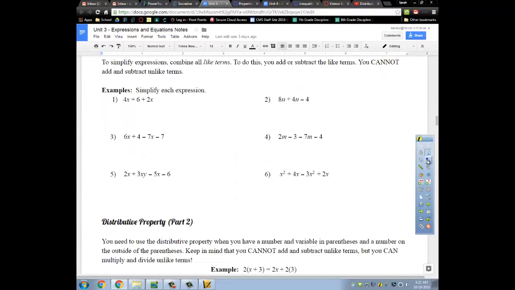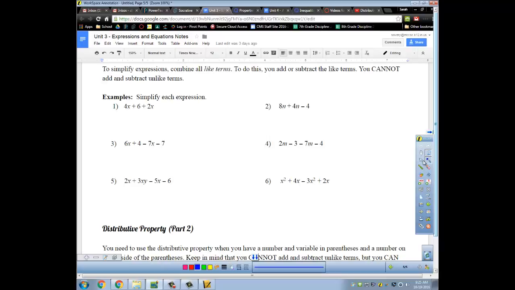So on the next page, it says to simplify expressions. So we're going to make the expression shorter. We are going to combine all like terms. So to do this, you add or subtract the like terms only. You cannot add and subtract unlike terms. That's very important. So what I like to do is find my most complex term first. So if I look at number 1, I have some x's here. That's the most complex thing that I see.